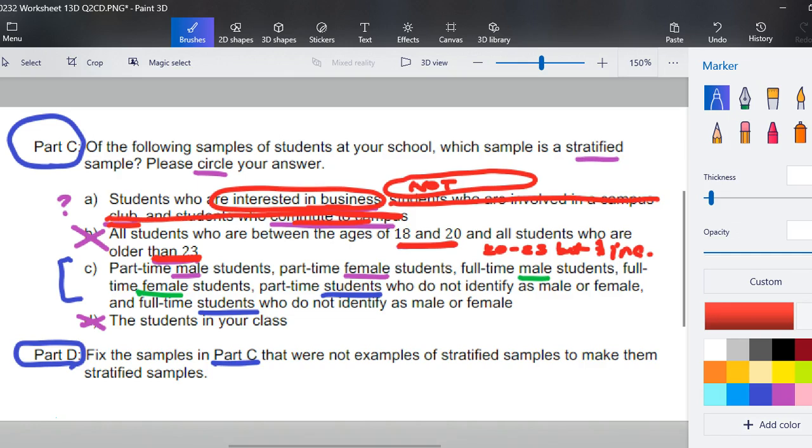Part C is the one we liked. And then part D, it's the students in your class. So it's not bad, but what's missing and what's the other group? If these are the students in your class, then we could go talk to another group who are the students not in your class, and that would fix part D.